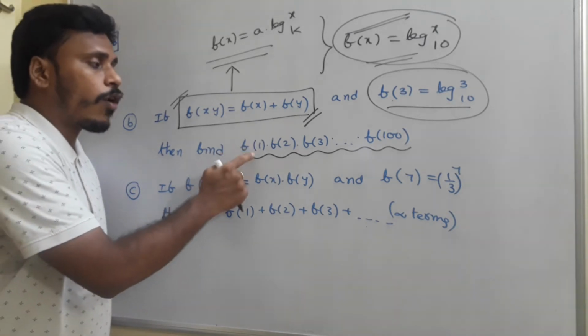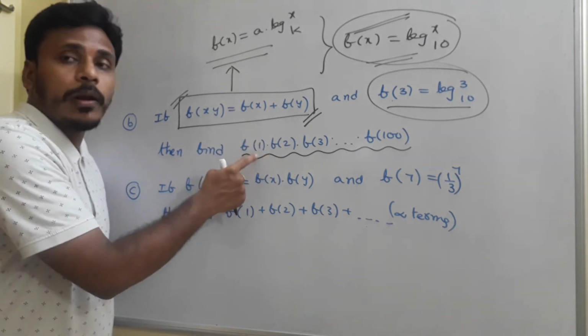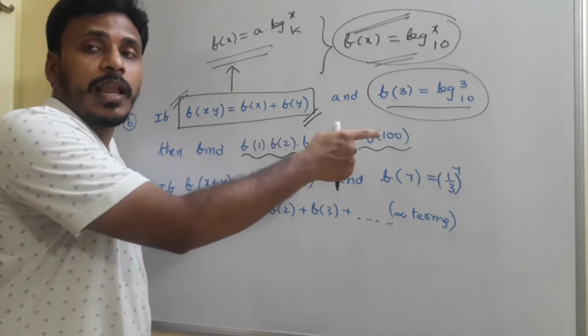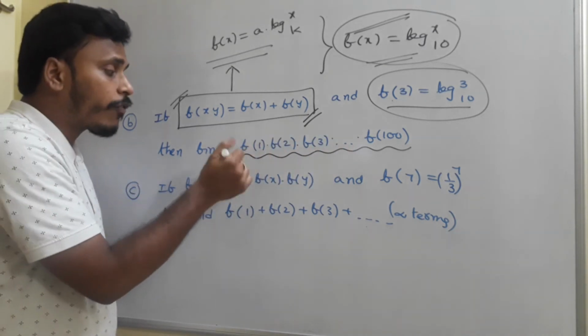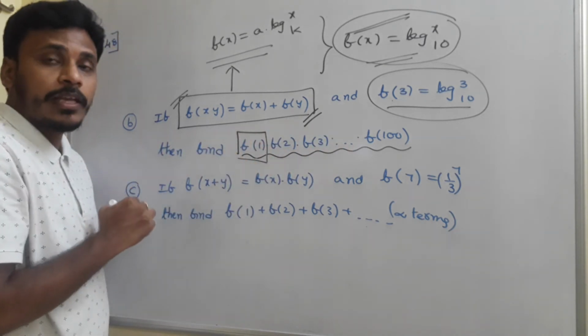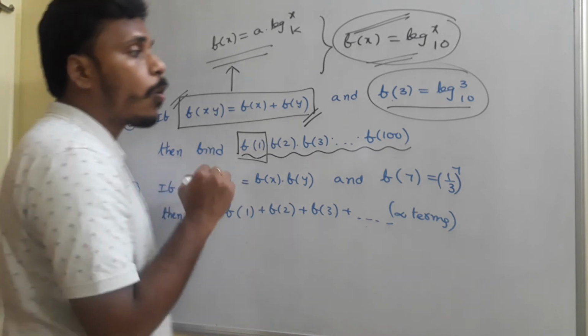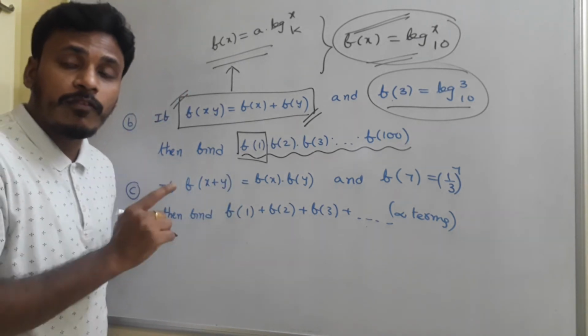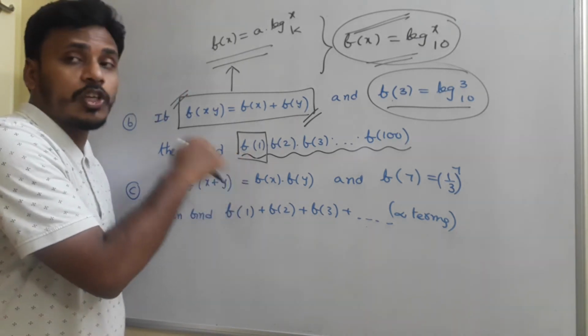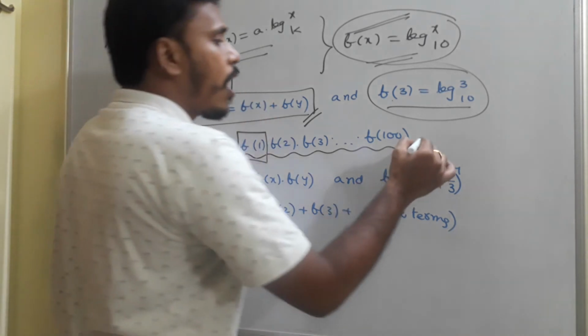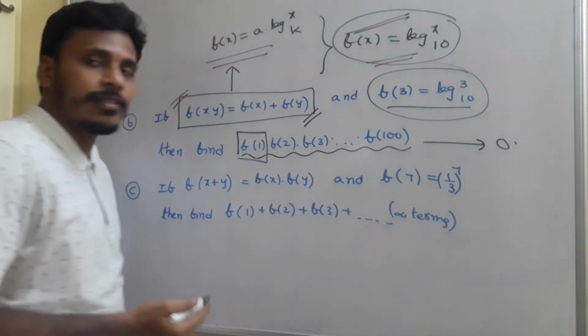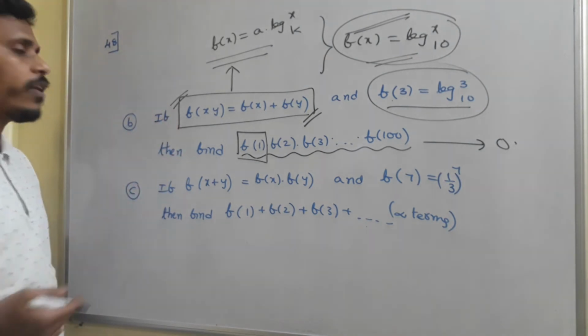And now f of 1, f of 2, f of 3: log 1 base 10, log 2 base 10, log 3 base 10, like that we need to multiply. But the first term is f of 1. F of 1 is what? Log 1 base 10. Log 1 value is 0. Since this is 0, the total product is 0, and your answer is again 0. There ends the problem. Okay, this is 48b.